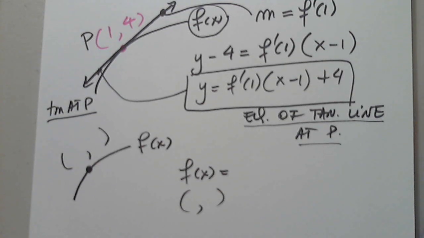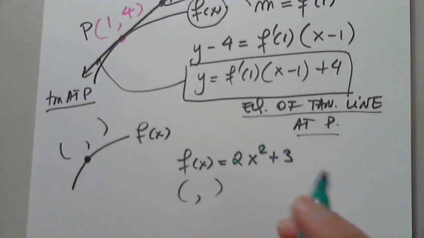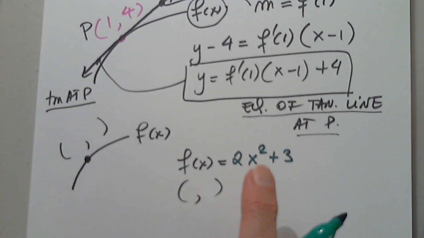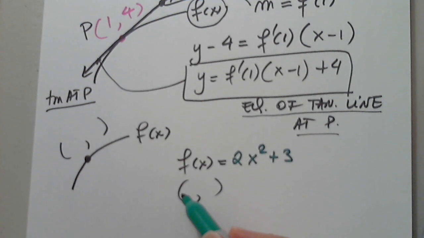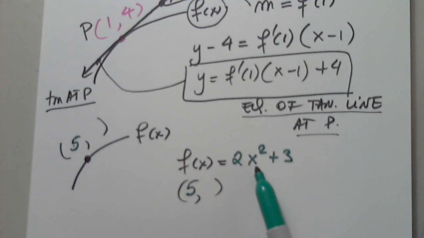X squared plus 3. Awesome. And can anyone give us a point? So choose x and determine the corresponding y. What x would you like to use? Five. Very good. And then what would be the y value then?